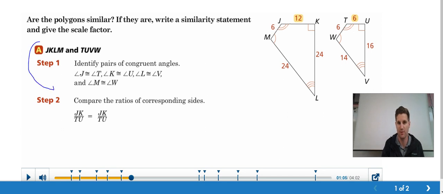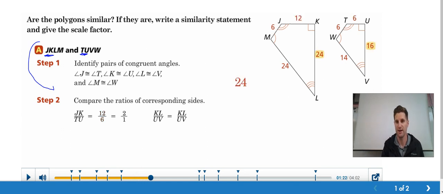Step 1, we identify pairs of congruent angles. So we did that. Then we're going to compare the ratio of corresponding sides. So we're going to do JK, like we talked about. JK corresponds to TU. And so we're going to do JK to TU, and we're going to compare those sides. Okay, so that's 12 over 6, which is 2 to 1. So now we want to go ahead and compare the next side.